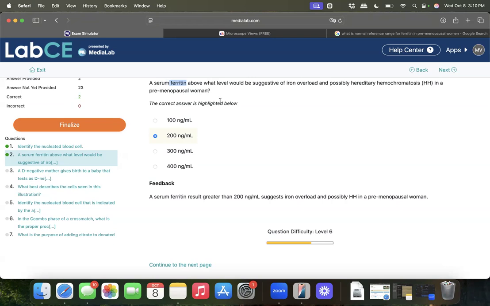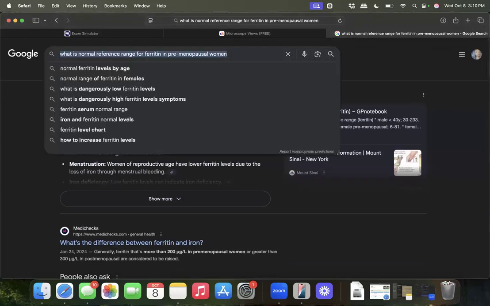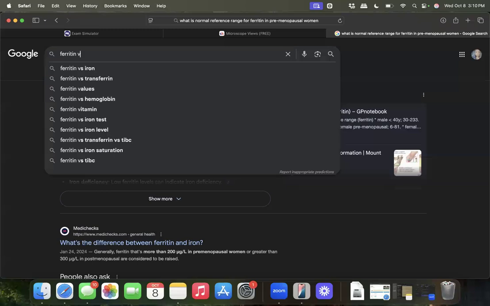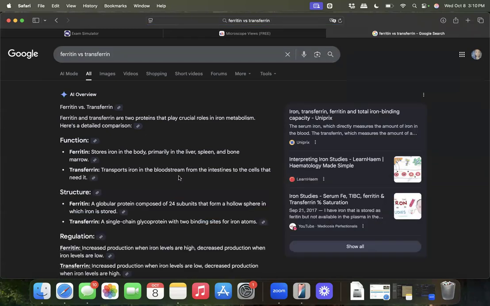So serum ferritin, let's see. Actually, let's look up the differences so I can explain this better to you guys. Ferritin versus transferrin. Iron studies have always been a difficulty for me. I'm going to be totally honest with you. Ferritin stores iron in the body, primarily in the liver, spleen, and bone marrow. Transferrin transports iron in the bloodstream from the intestines to the cells that need it.